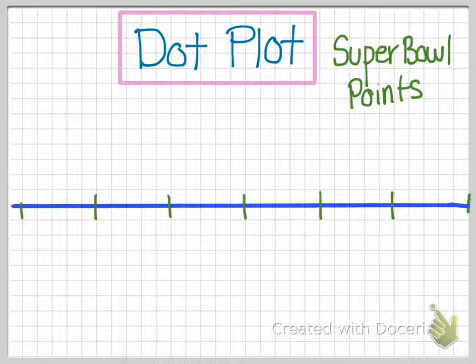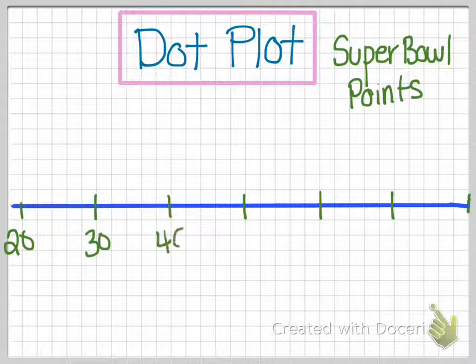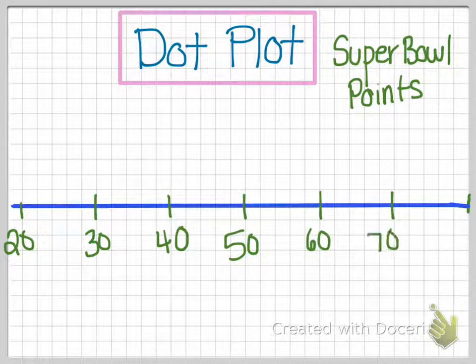We are actually going to draw our line like this, space out our intervals like I have done. So we're going to start at 20 and do 30, 40, 50, 60, 70, and we needed to go up to 80. But we need to account for everything in between.